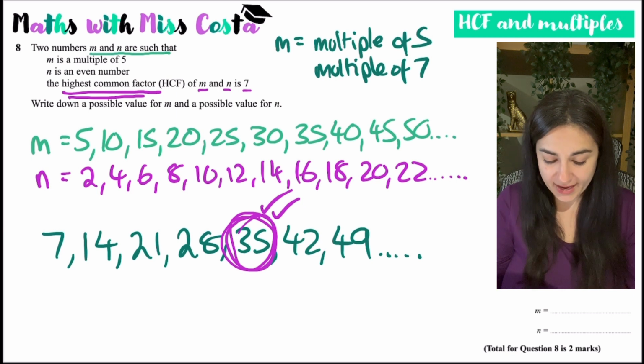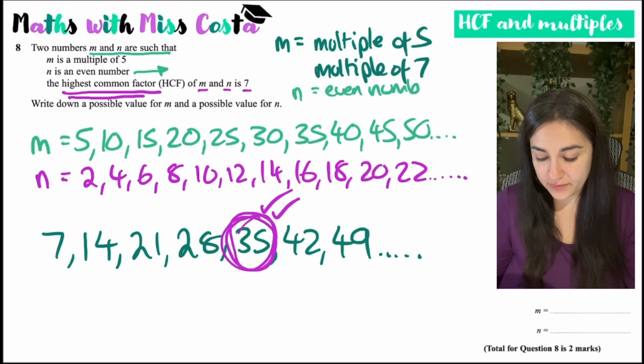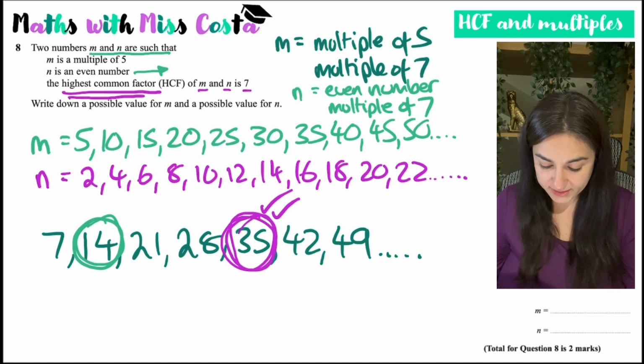And then I'm told that n is an even number, so what I need for n is for it to be an even number and also for it to be a multiple of 7. So the first even number that is a multiple of 7 is 14.